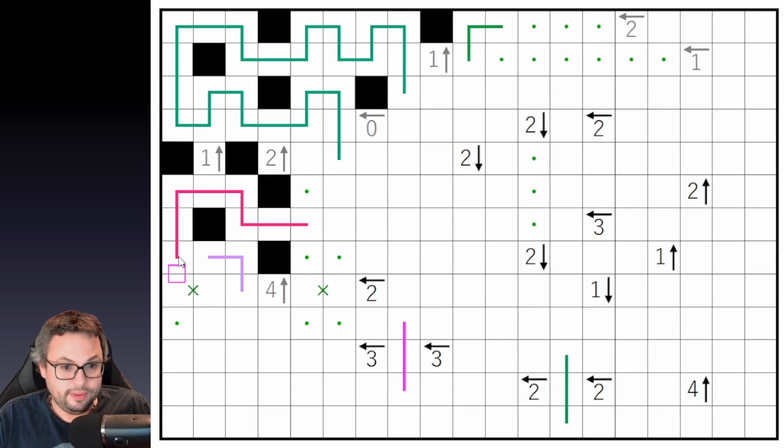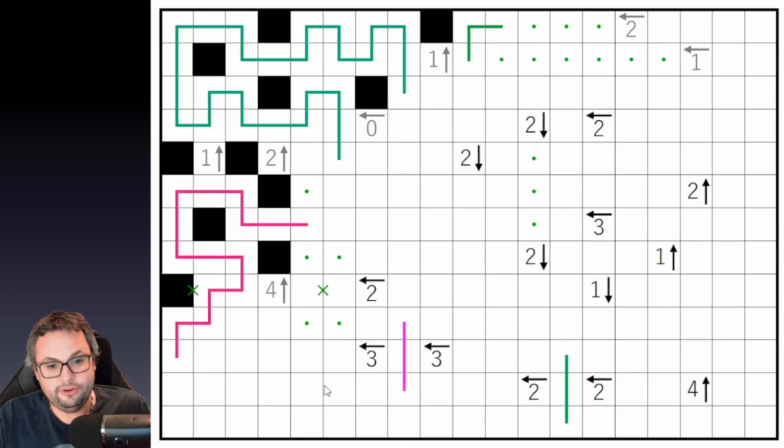Okay, so therefore this does not go down and it comes over here, which has now made that a dead end, which has made this not a dead end. And so we've got some corners here that we can chase like that.